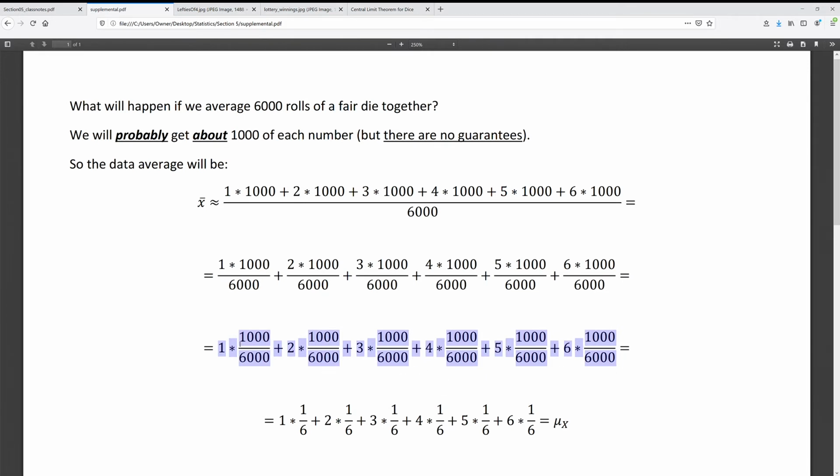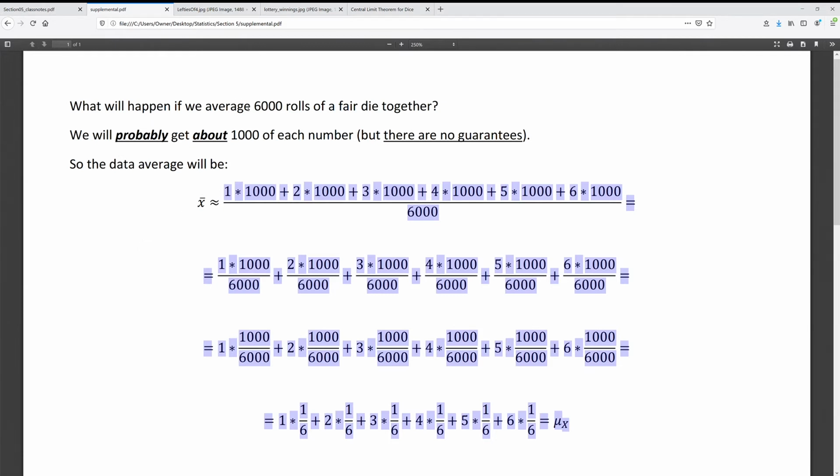Well, the zeros cancel, of course, as it were. This is exactly 1/6, and so is this, and so on. And we are back to where we started. 1 times a sixth plus 2 times a sixth plus 3 times a sixth, etc., which is exactly my definition of mu of x. So this is the balance point of the die. This is 3.5.